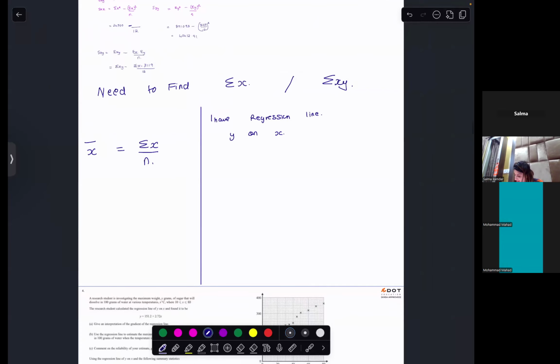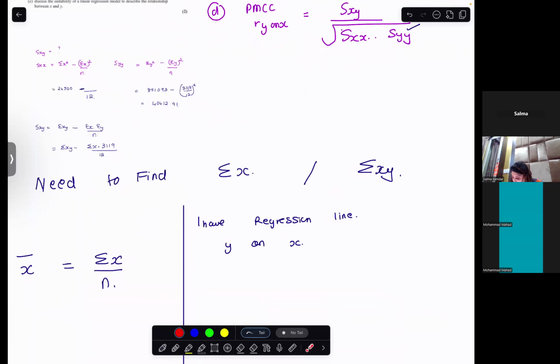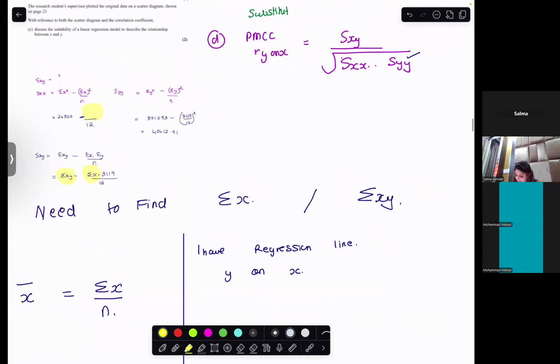Our target is to find the PMCC. I need sigma x and sigma xy. Are you with me? Okay, I have the n and I have substituted things everywhere. I don't have sigma xy and I don't have sigma x. These two things I need.